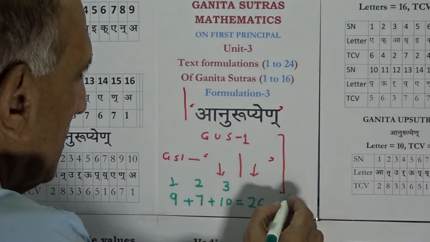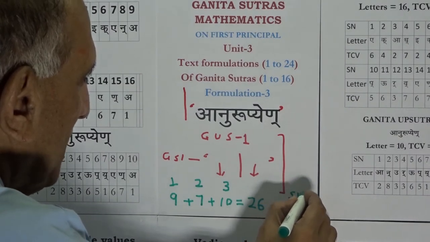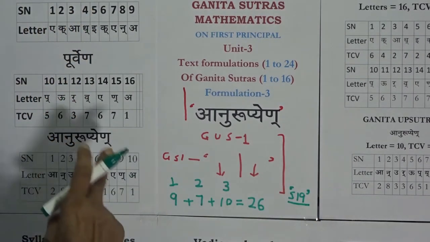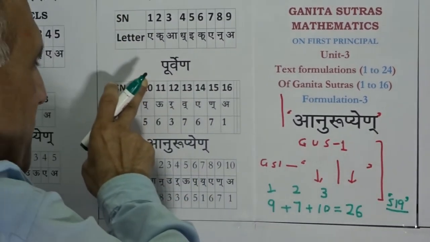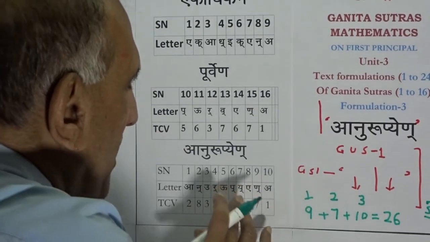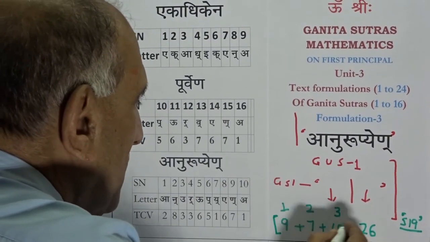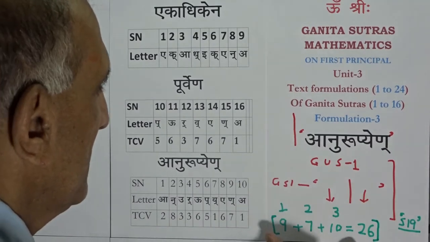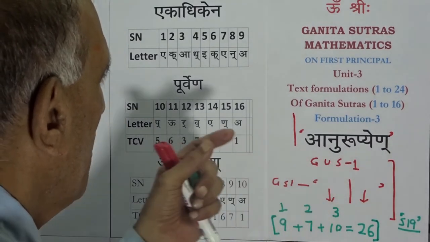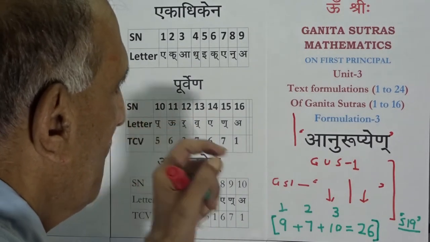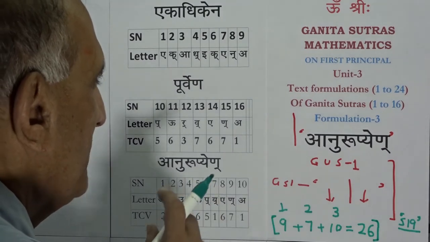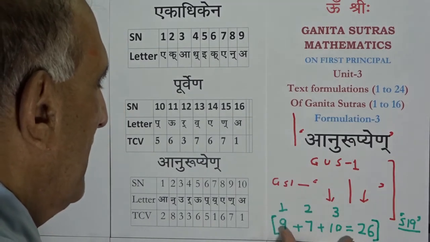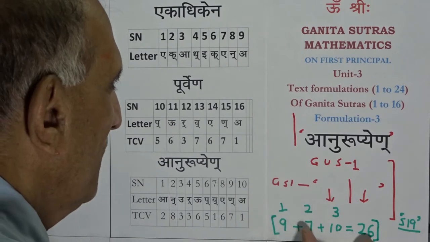Out of 519 letters of the complete text of Ganita Sutras and Upasutras, these three formulations, ekadhiken, purven and anurupen, are availing only 26 letters. With this being the feature of the composition of the texts of Ganita Sutra 1 and Ganita Upasutra 1, now let us try to have a reach at the value 26.